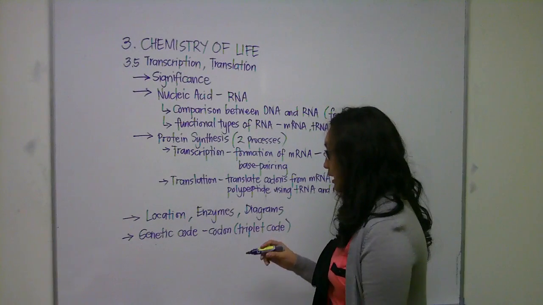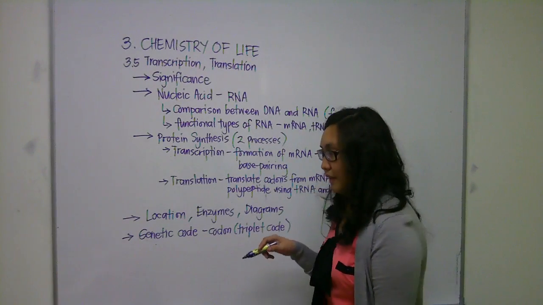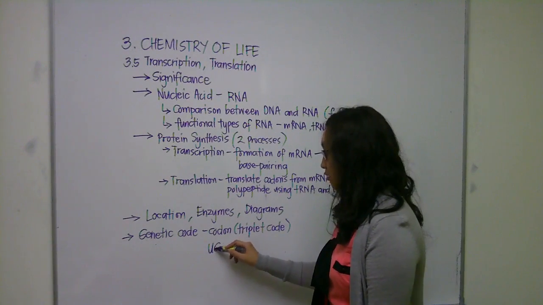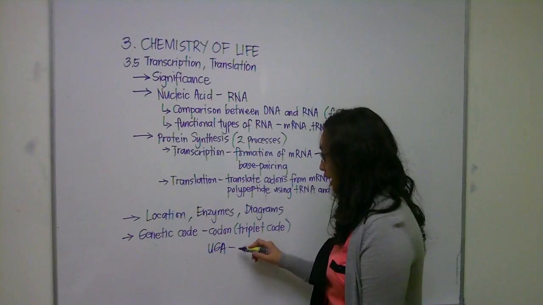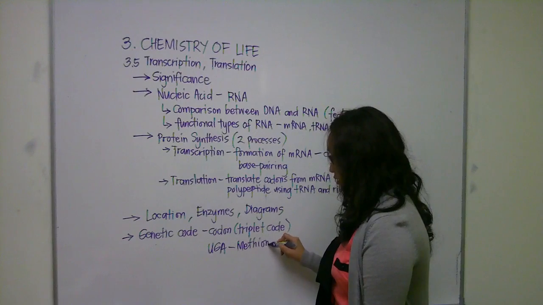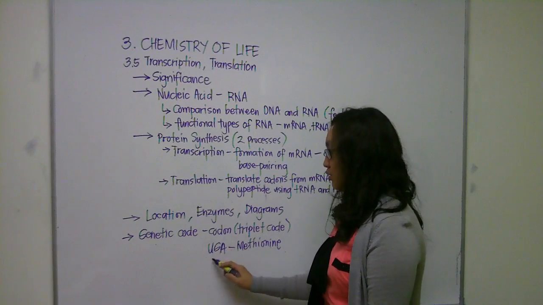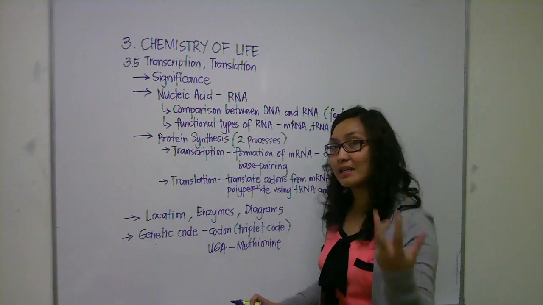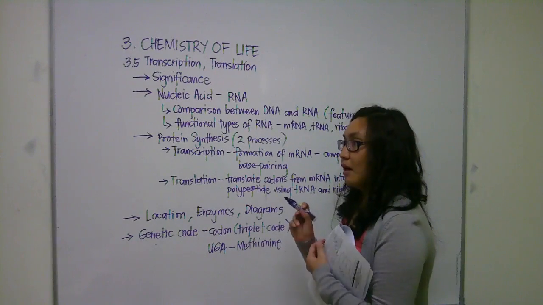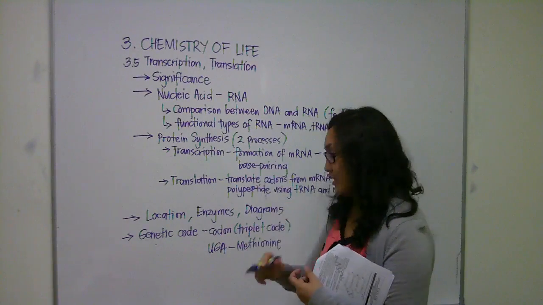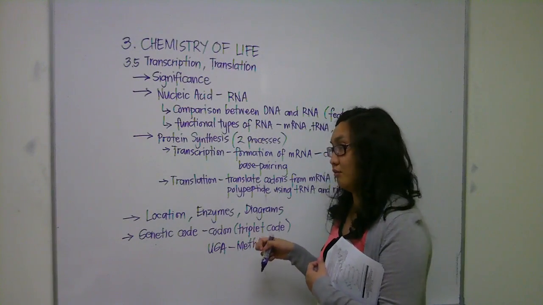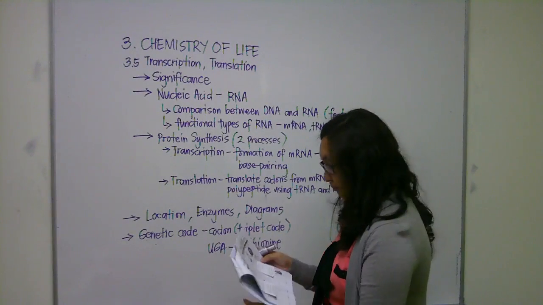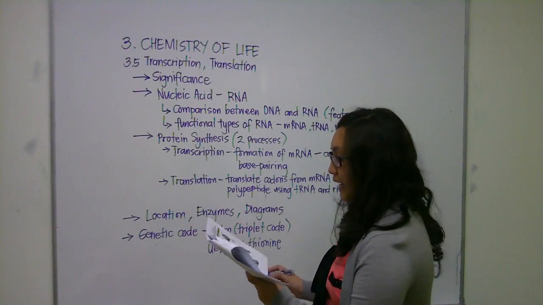So let's just say the codon UGA. The codon UGA is complementary to methionine. So if this codon UGA is present in the mRNA, then later on, when it is translated in the process of translation, the amino acid that is going to be assembled first is methionine, which is going to be the first amino acid in the chain of the polypeptide.